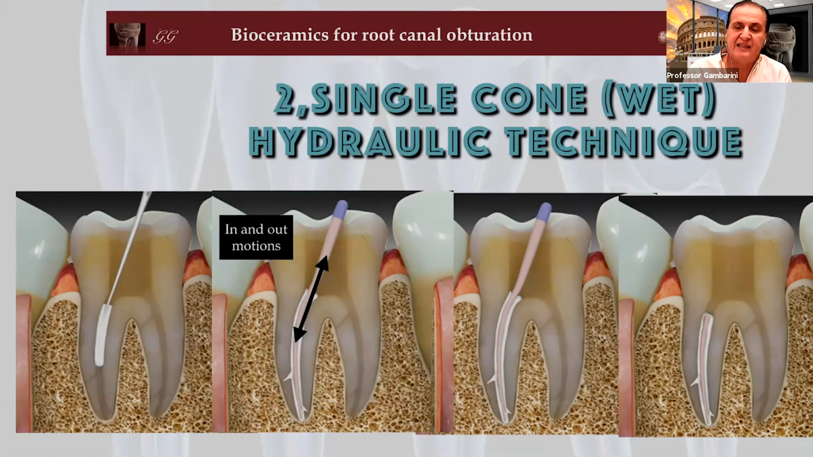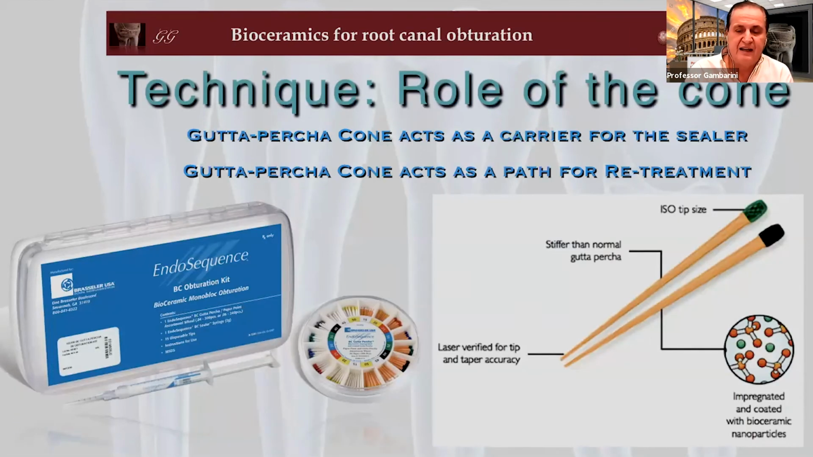Then you can take a gutta-percha cone and go a little bit in and out to do hydraulic pressure. And then when the sealer has reached, or you think has reached the apex, you fix the gutta-percha cone a little bit shorter than the working length, and the obturation is done. You only have to cut the cone at the orifice.